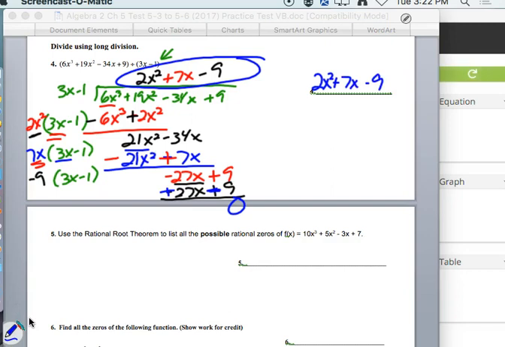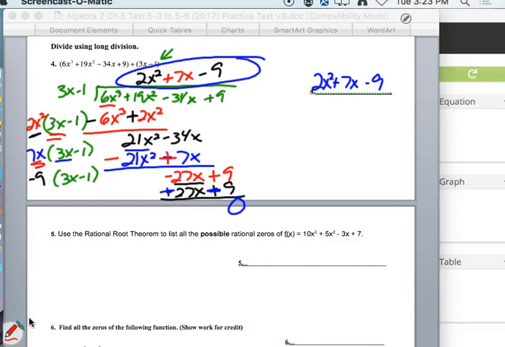Again, remember, if there is a remainder, after you write all of that, you write plus whatever the remainder is over 3x minus 1. But in this case, we did not have a remainder, so we didn't need to do that. Go ahead and read number 5 and stop, pause the video, and then you can look at the answer after you're done.